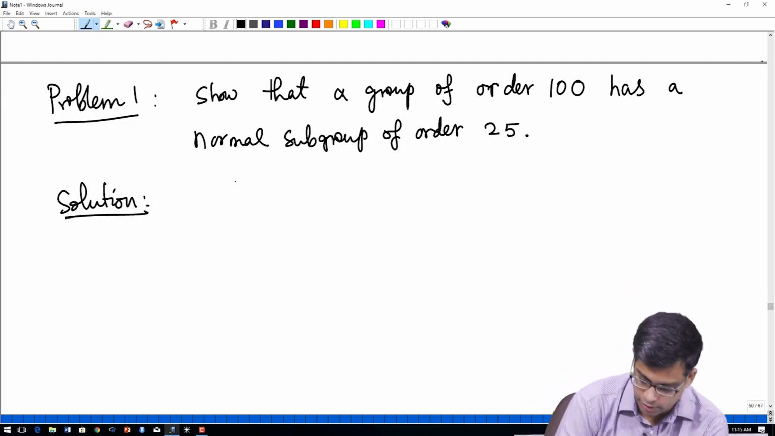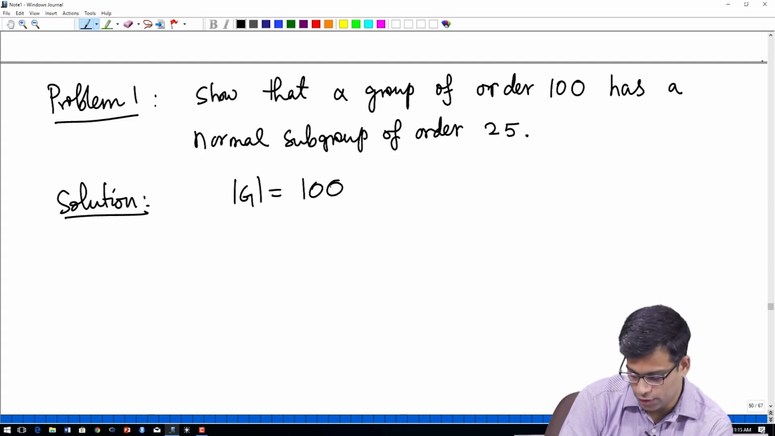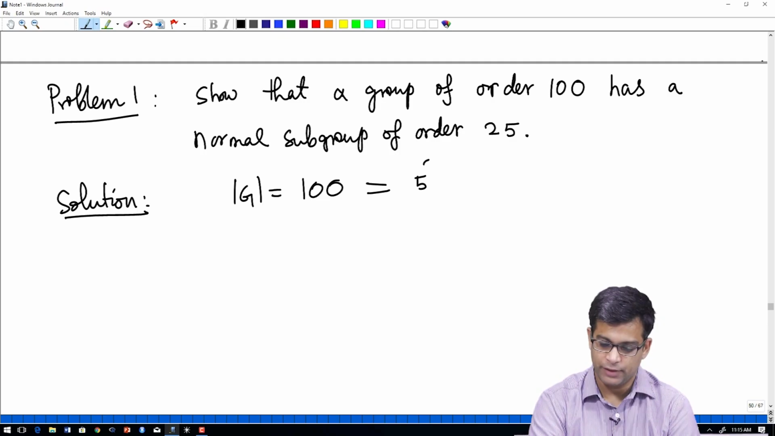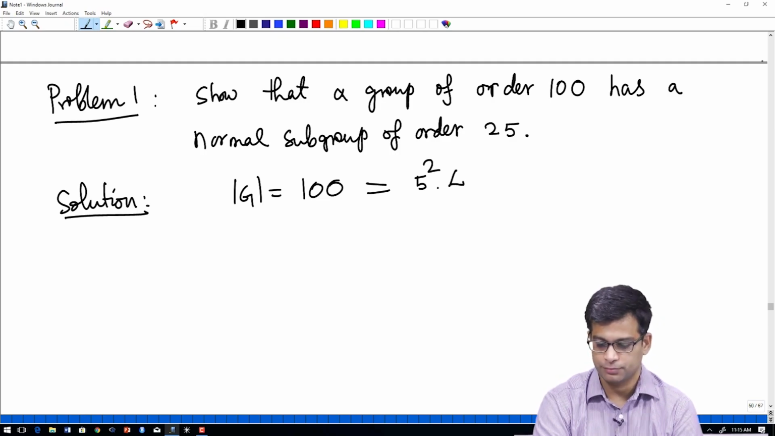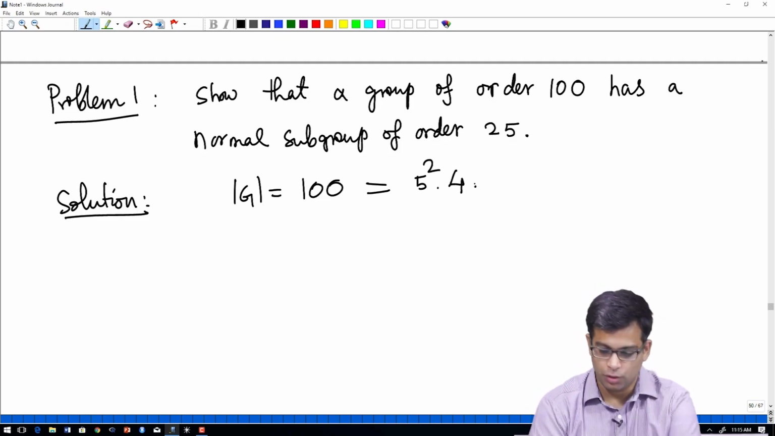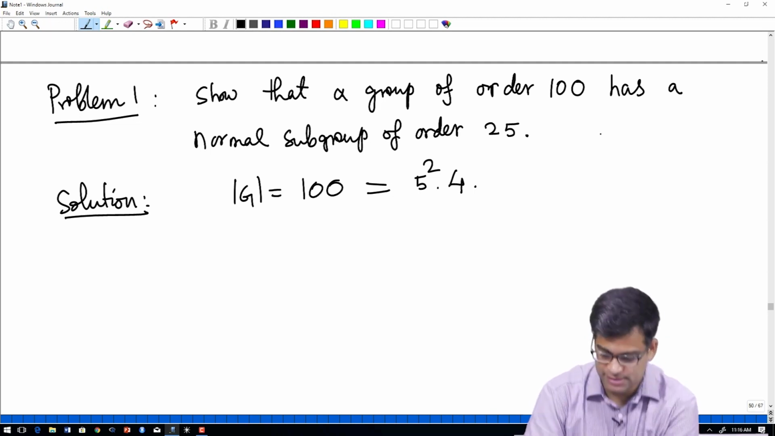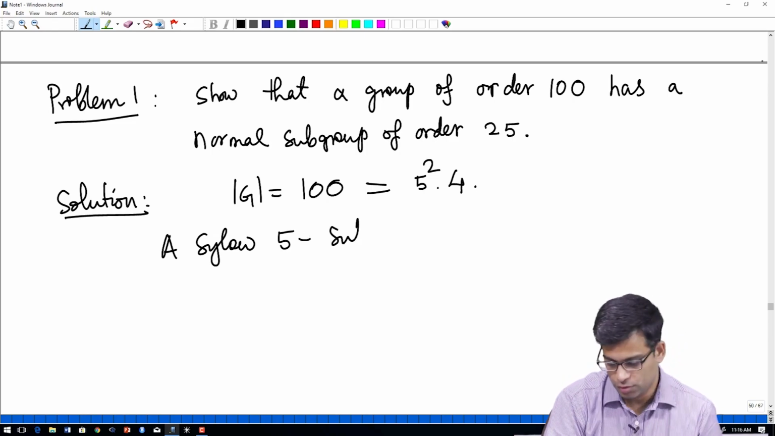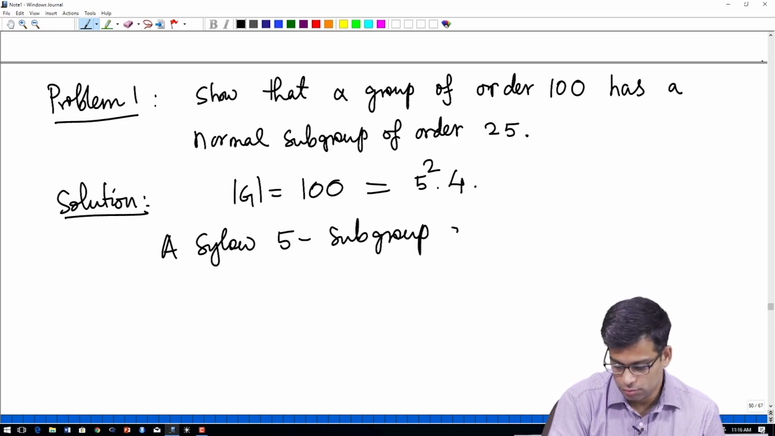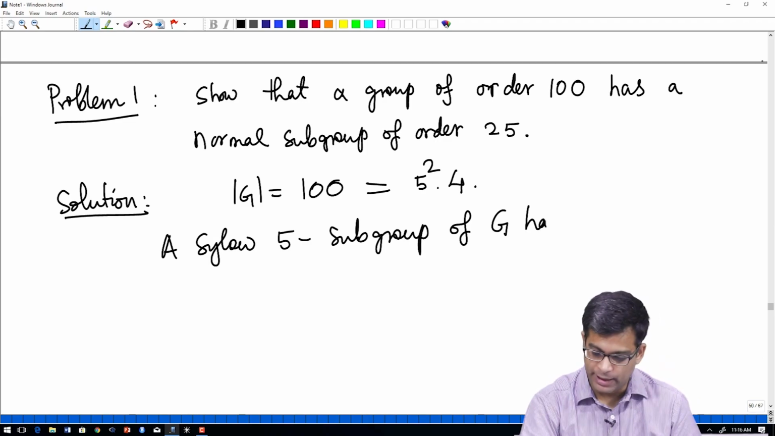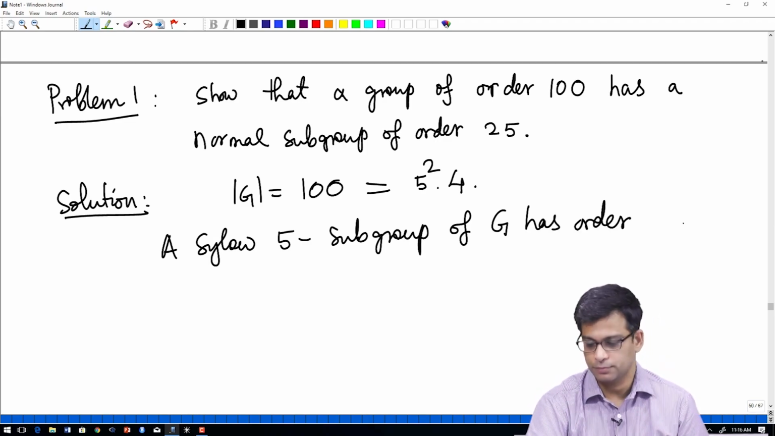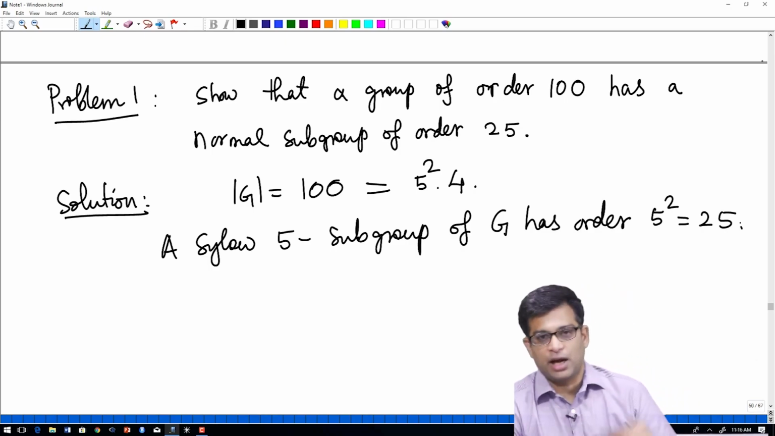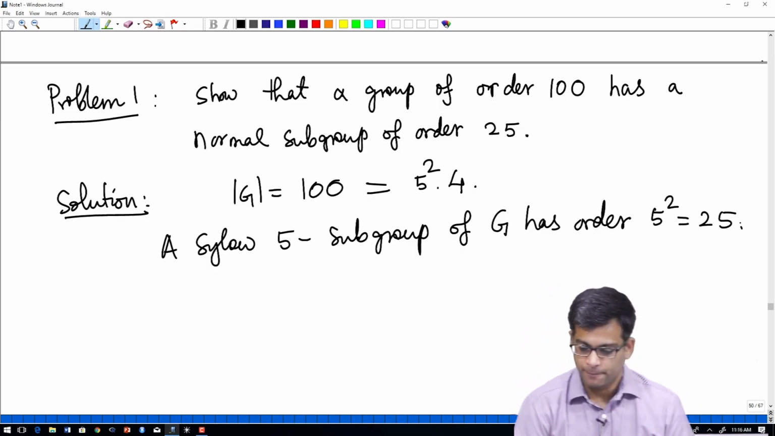So, we know that the order of G is 100, which is 5 squared times 4. So if you want to look at, first of all, a Sylow 5 subgroup of G, it has order 5 squared, because 5 squared is the largest power of 5 appearing in 100.